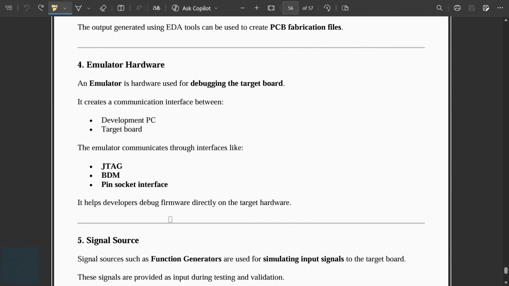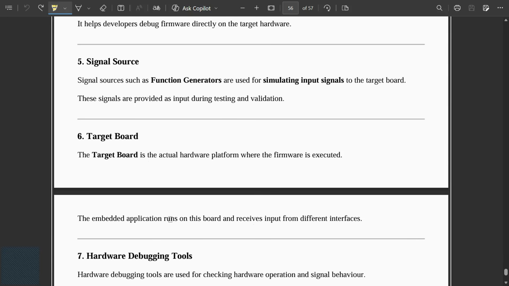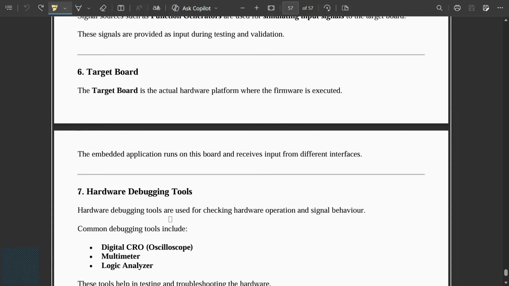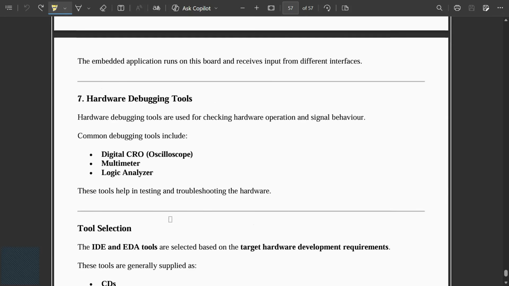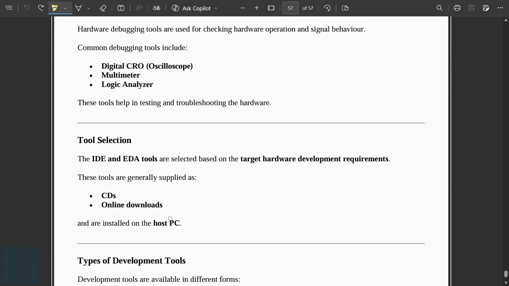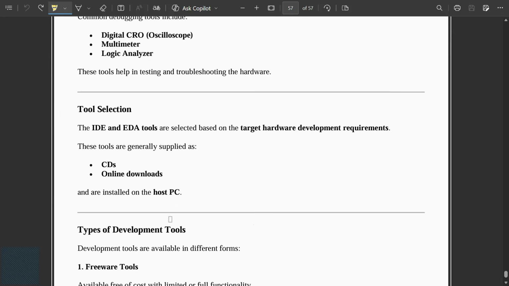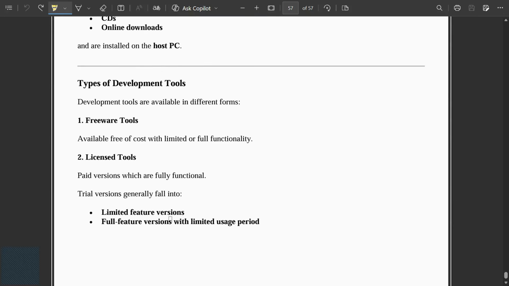The emulator hardware is used for debugging the target board. It creates a communication interface between our PC and the target board. We use different interfaces to link them. The signal source is given by the function generator. The target board is the hardware platform that we use. Then hardware debugging tools are also used, that is a digital CRO, multimeter or logic analyzer. Tool selection is done by the IDE and EDA tools, selected based on the target hardware development required. We have different types; there are also two kinds of development tools, freeware tools and licensed tools.